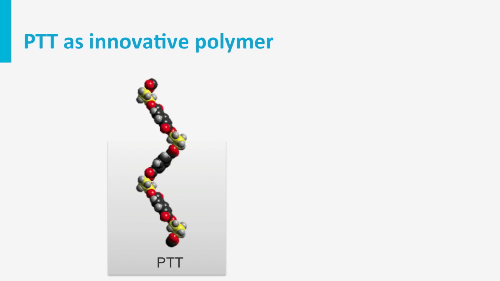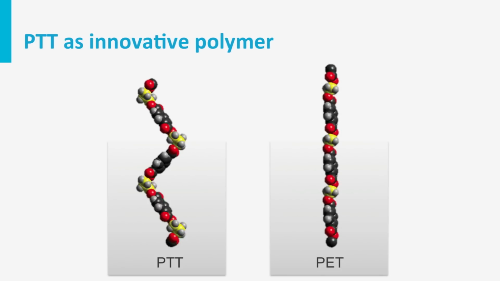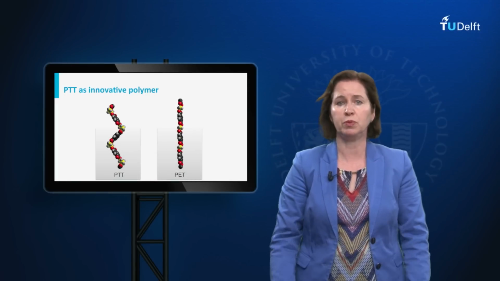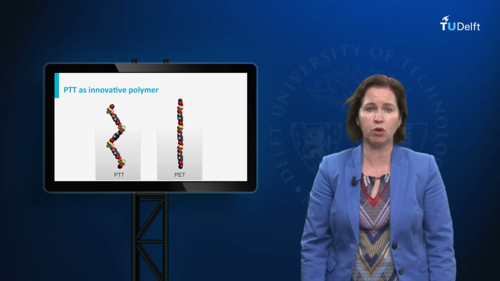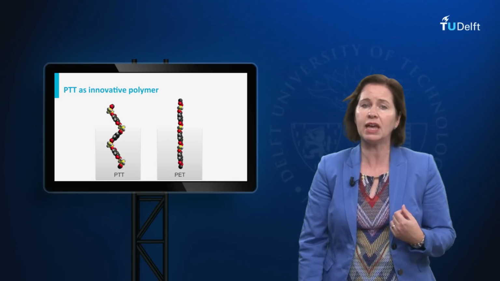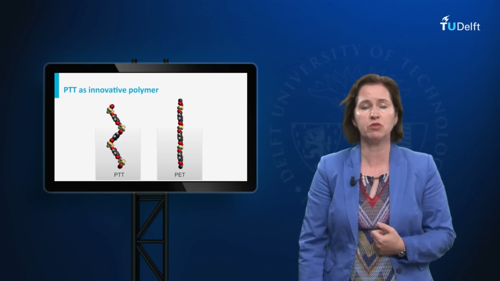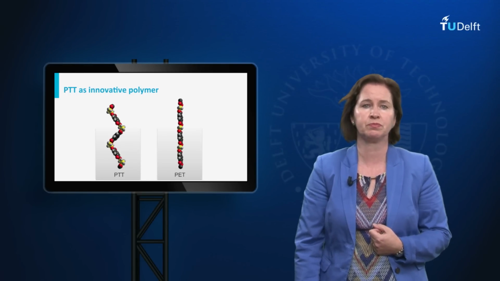PTT can therefore replace a number of applications where nowadays PET is used. PET stands for polyethylene terephthalate. In this case, ethylene glycol instead of propanediol is used as monomer and results after polymerization in a straight configuration. Because the PTT polymer has a different shape, it has more advantageous properties for polymerization. So there's really an added value to making propanediol as a building block for these polymers.